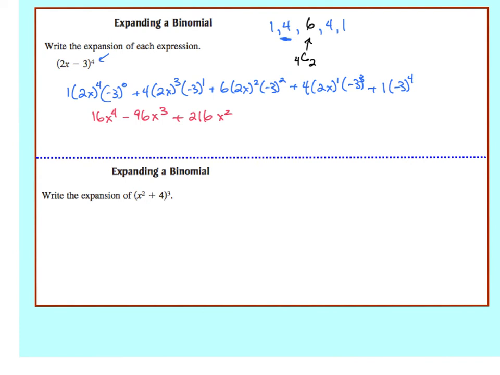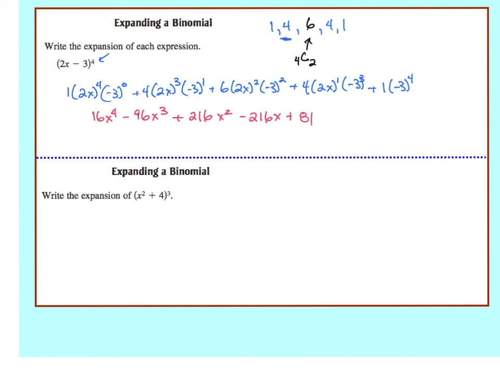So then I now have -3 cubed, which is -27 times 4 times 2, which is -216. And then I just have x. And then I have -3 to the power of 4, which is 81. All right, let's do another one.